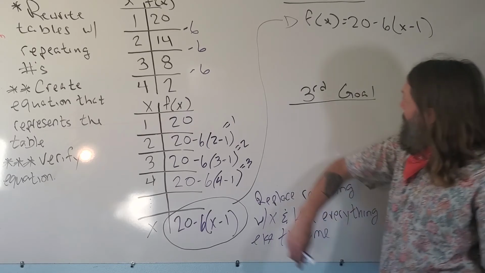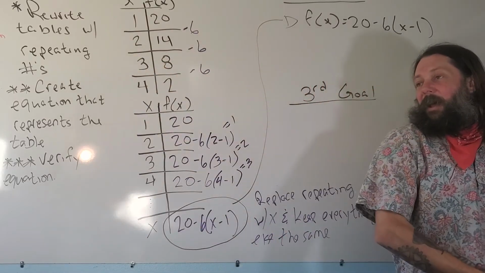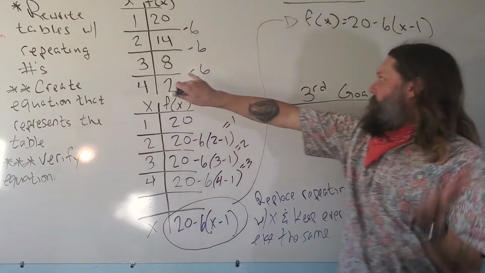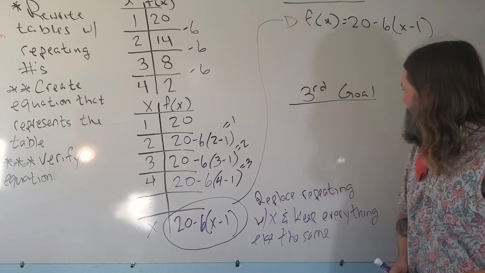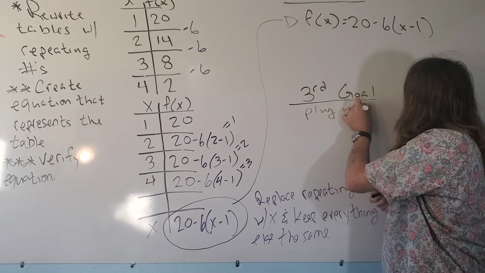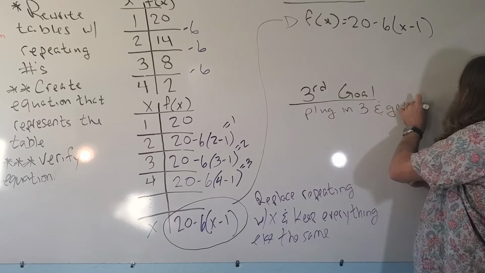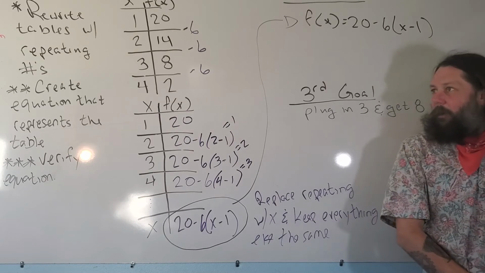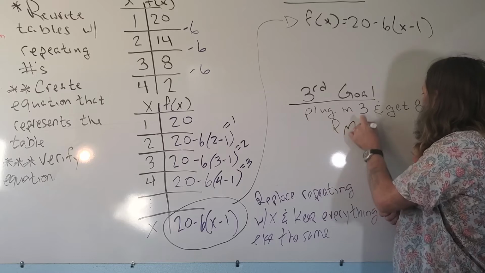My third goal is, I think, pretty easy to accomplish. We're going to pick a value for x, plug that in, and then work it out, and hopefully we get the value for y. What stands out to me is 3. So if I plug in 3, I should get 8. Okay, so I'll write that down. Plug in 3 and get 8.